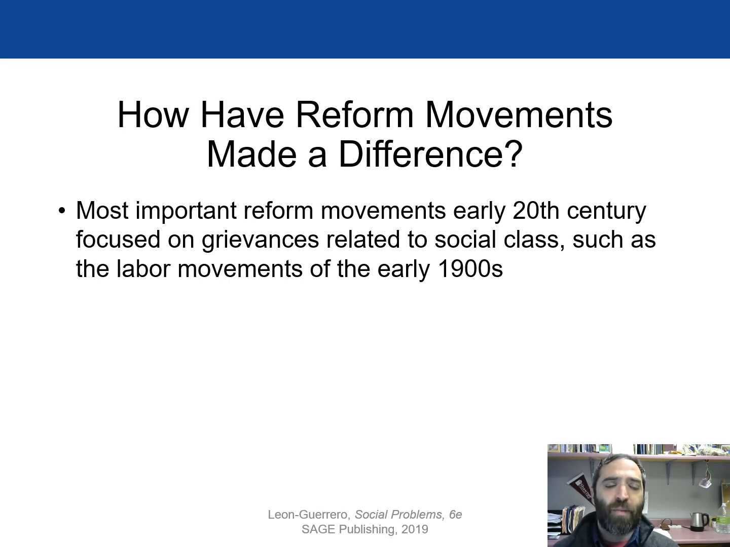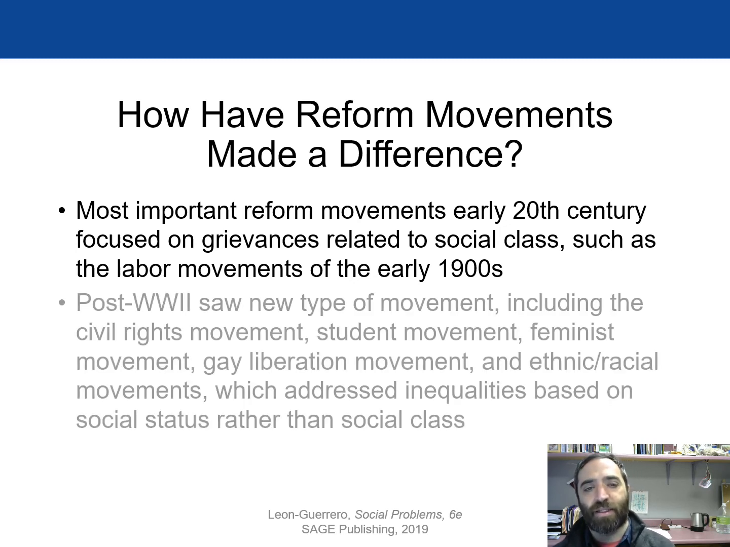All right, the most important reform movements early in the 20th century, so early 1900s, focused on grievances related to social class. This was factory laborers who were oftentimes unionized, and they were saying it's not okay that the working man, which is your blue-collar factory worker, is starving while his fat cat boss, who's upper class, is making all this money, right? So that would be a reform movement in the early 1900s.